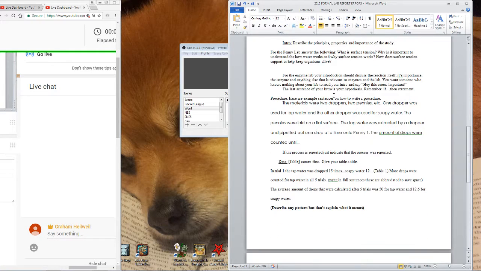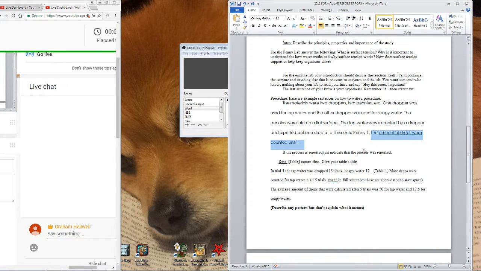Procedure. Really, the key thing is avoid putting in words like I did this, we did this, if you were to do this. Keep that out of it. Keep it past tense. Just state what happened. The tap water was extracted by a dropper. The amount of drops were counted.